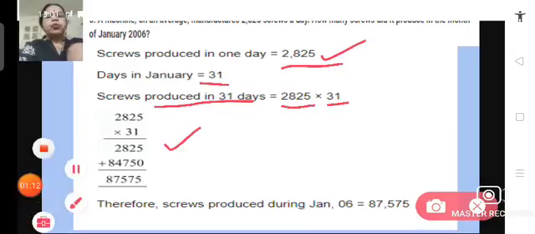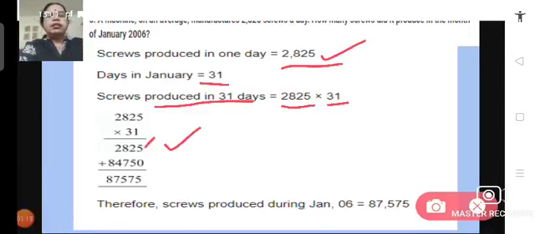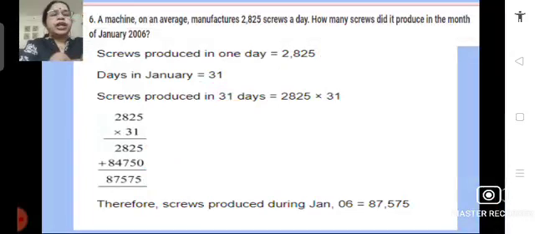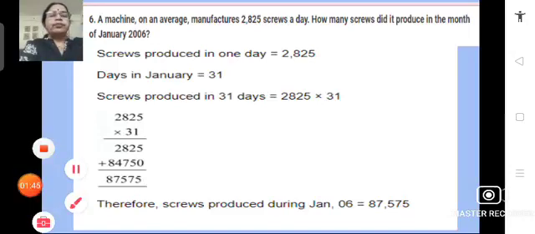First, we multiply by 1. What do we get? We get 2825. Then we multiply by 3. We get 84,750. By adding these two, what do we get? We get 87,575. So, the number of screws produced in the month of January 2006 are 87,575.